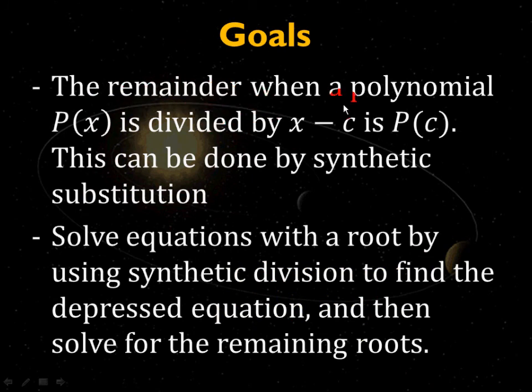So, going back to our goals, the remainder when a polynomial p of x is divided by x minus c is simply p of c. So if you divide p of x by x minus c, the remainder is the same as had you plugged in c for x. This can be done using synthetic substitution. Solve equations with a known root by using synthetic division to find the depressed equation. Again, the depressed equation is the equation you get, the quotient, after you divide a polynomial by a known root, and then solve for the remaining roots.